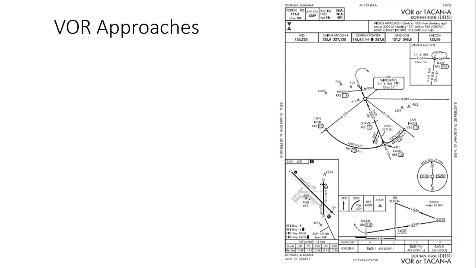But there's one more thing I want to discuss with you about VORs, and that is this. Notice this is a VOR alpha approach. That means that this approach is not leading you straight to a runway. It's expecting you to circle. In other words, when you see a letter on an approach plate, it is a circling approach.